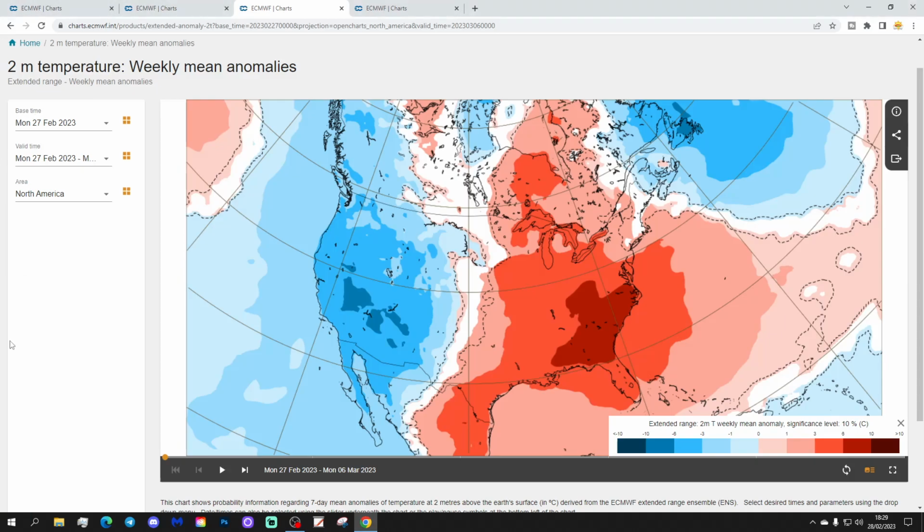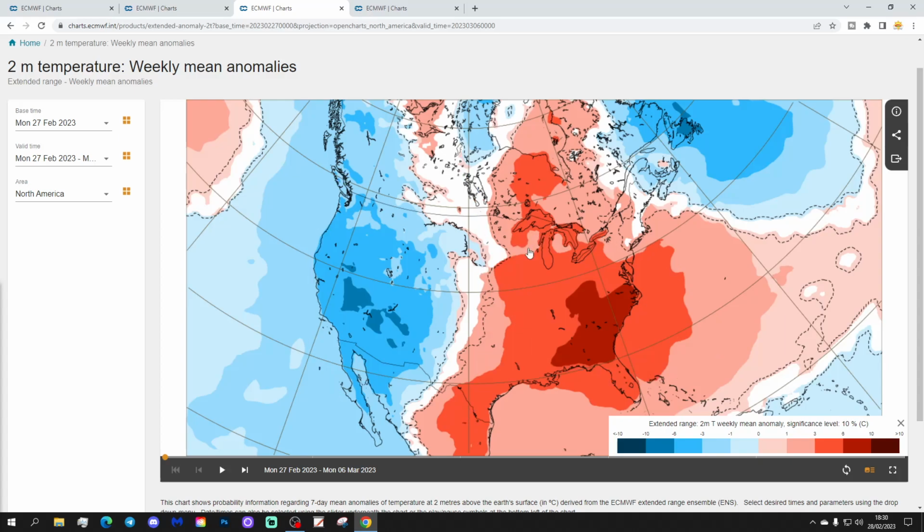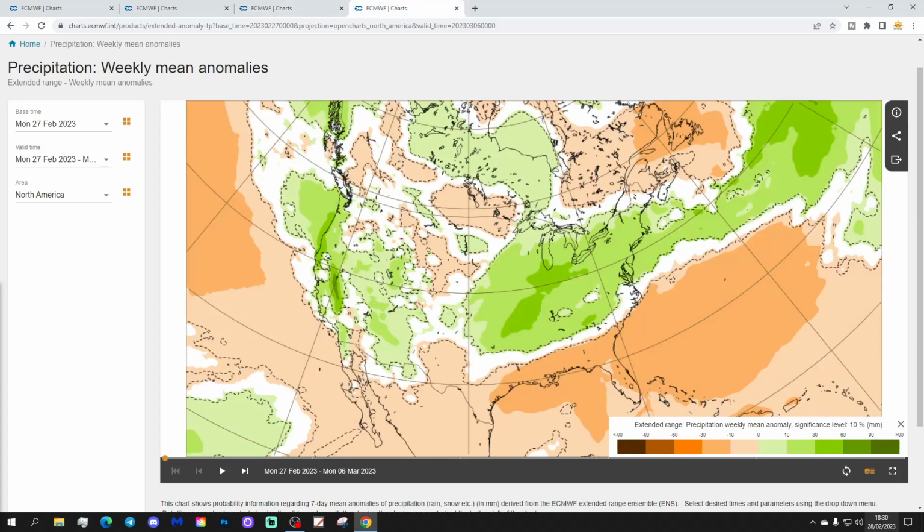East-west split with temperatures this week. It's cold in the west. You've probably heard about snow that's been falling near LA and what not. So cold from the west coast to the Rockies, east of that, milder than average, especially so in the far east and southeastern portion of America.